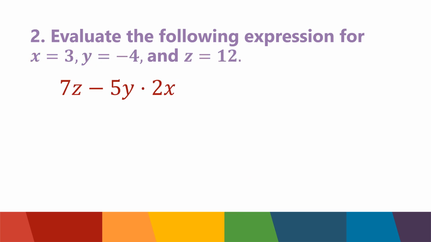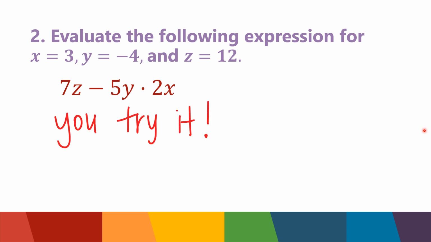All right, next we have a very similar problem. Evaluate the following expression for x equals 3, y equals negative 4, and z equals 12. So new values for our variables. And the expression is 7z minus 5y times 2x. So I want you to try this one. Pause the video, plug in the values, and come back and make sure you get the right answer.